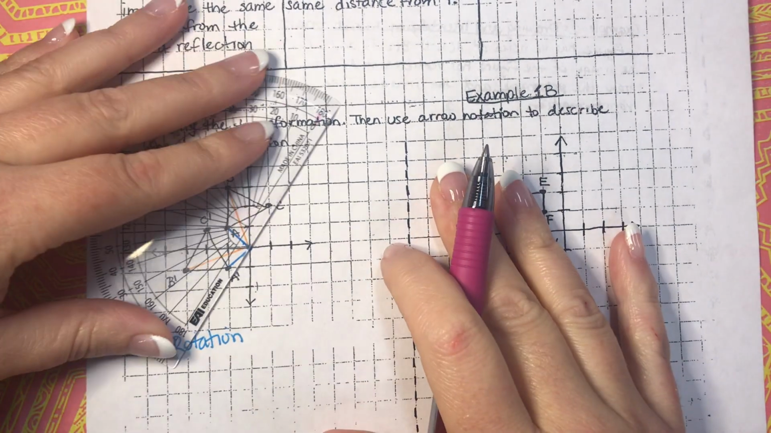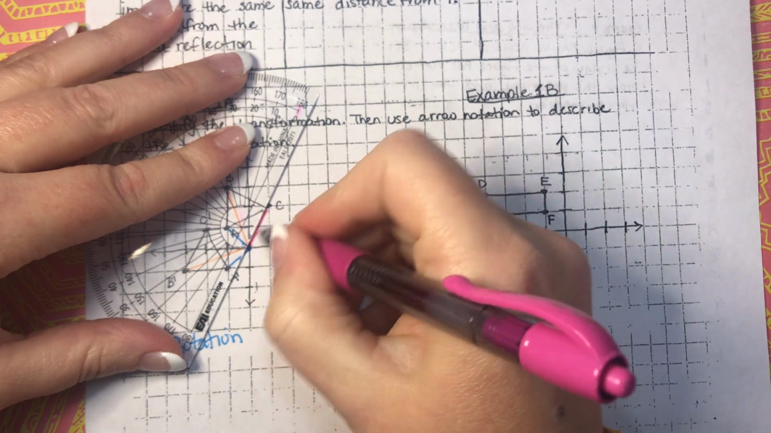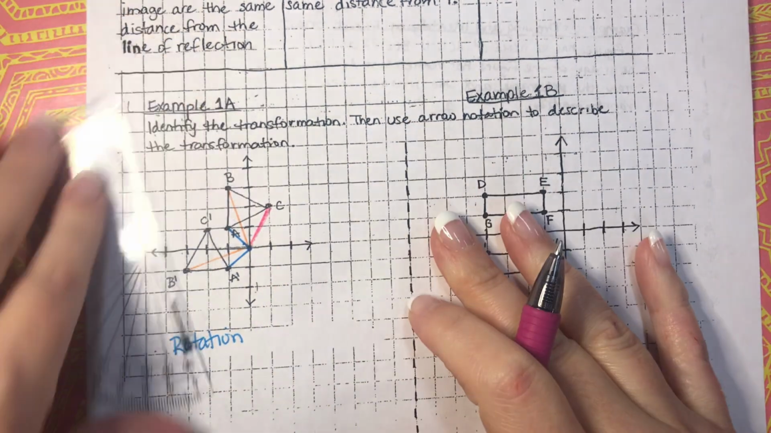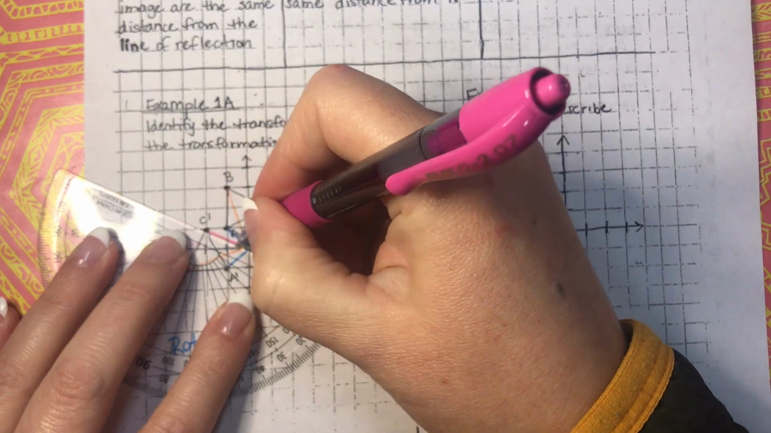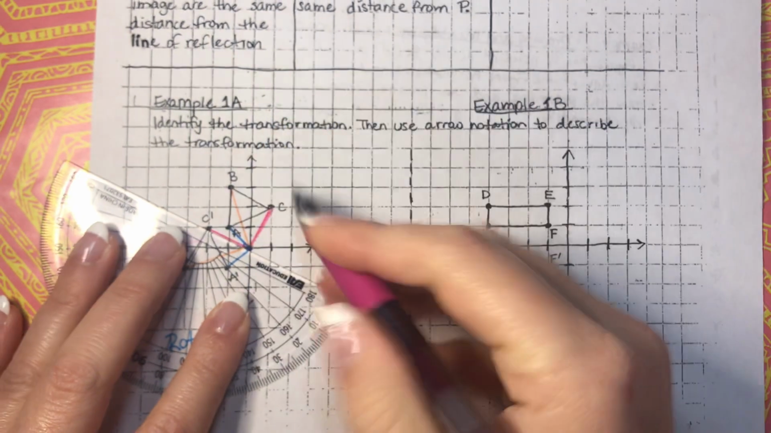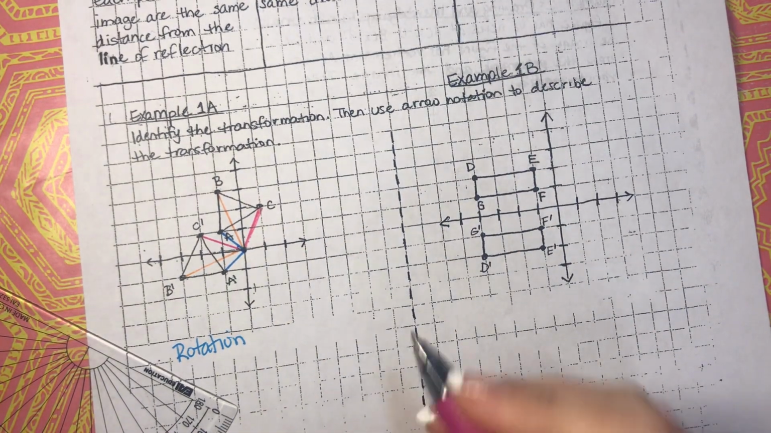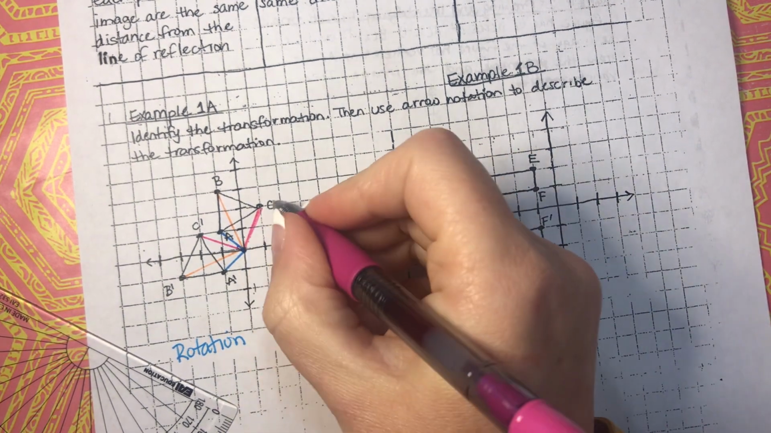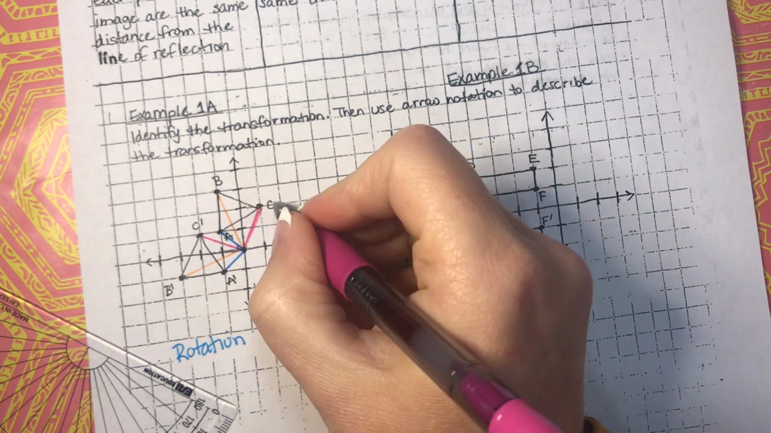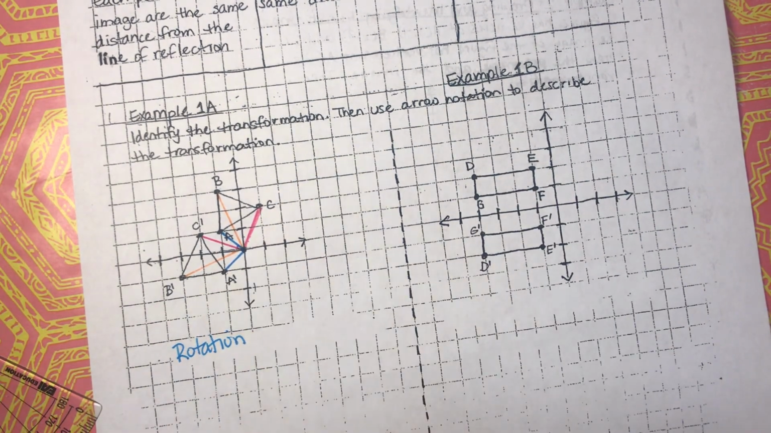So we draw a line from C to the center of rotation, and then we go from C prime to the center of rotation, and that pink angle formed also looks like it's 90 degrees. Okay, so what it looks like is that it's rotating 90 degrees, and we start here and we're going this way, so it would be counterclockwise around the point 0, 0.